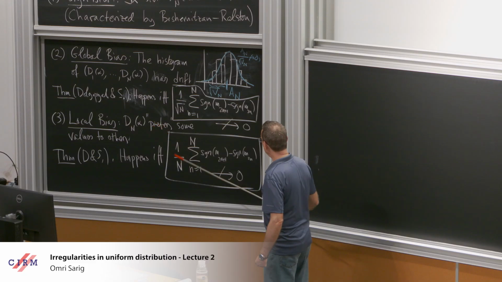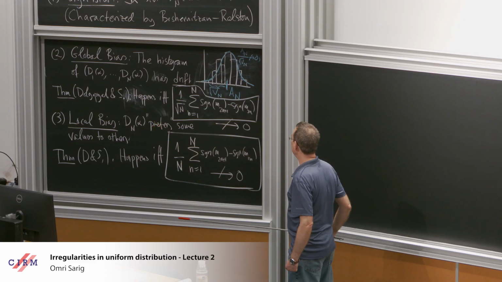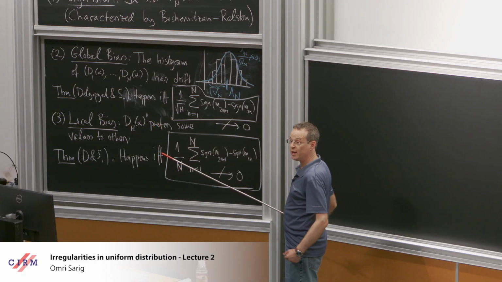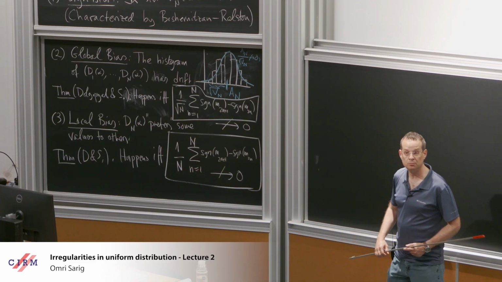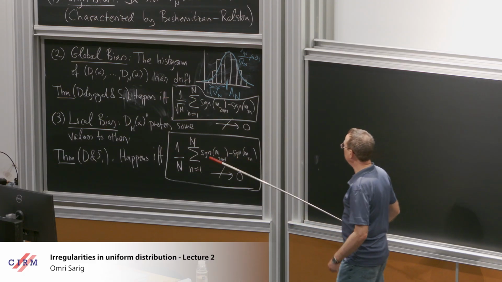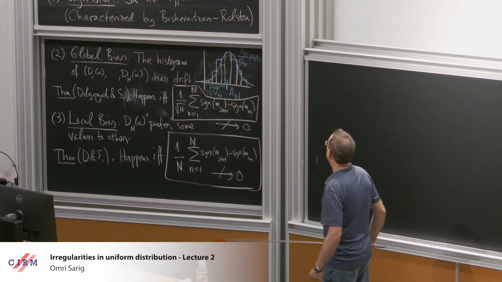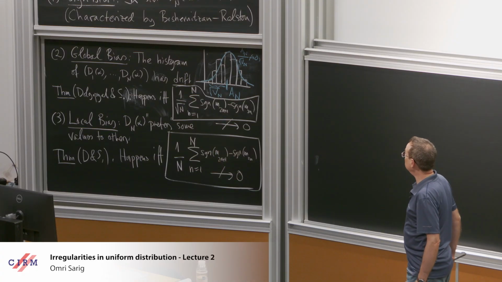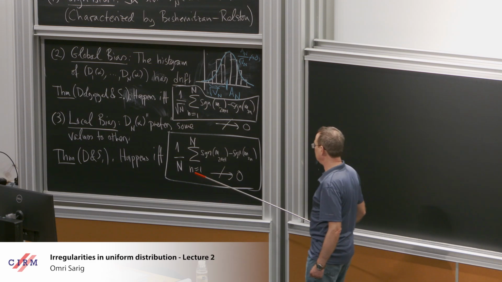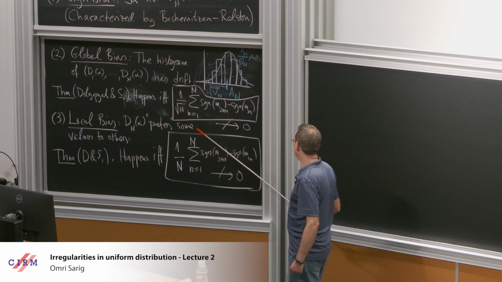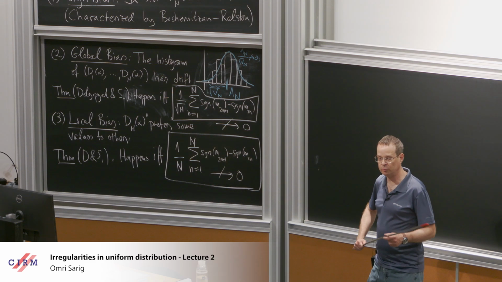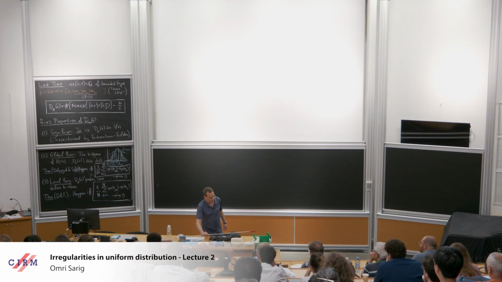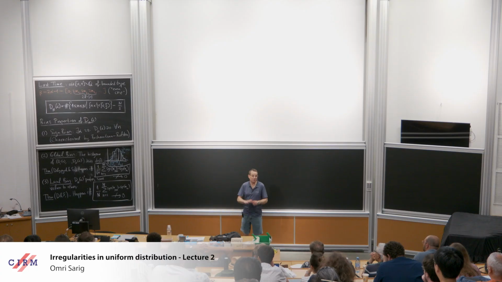Local bias is again a growth condition on this sum, except that now you have to look at growth of the order of n, not of square root of n. If you look at these two criteria, you can immediately see that it's very easy to write down irrationals for which you have local bias or global bias. You just choose the signs of the digits of your even continued fraction expansion in a way that gives you the required growth. So these are the results.